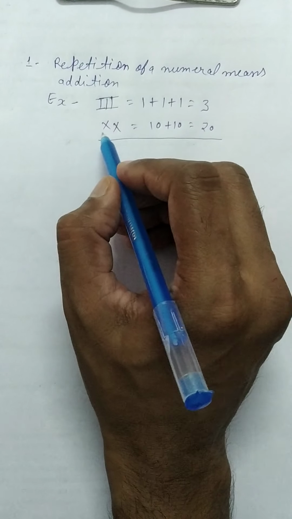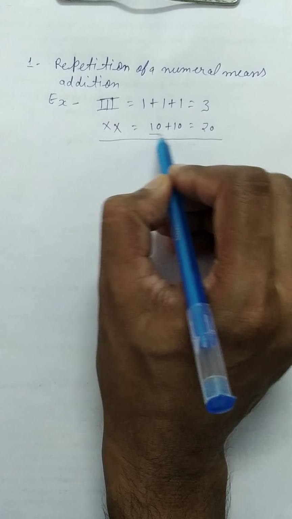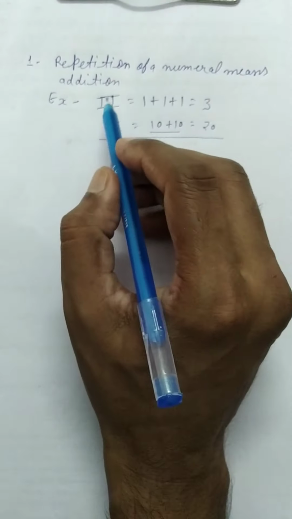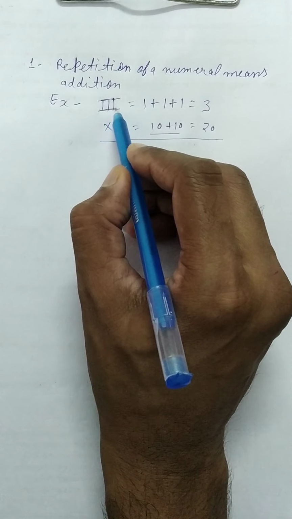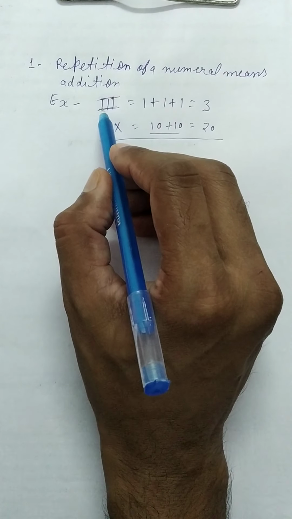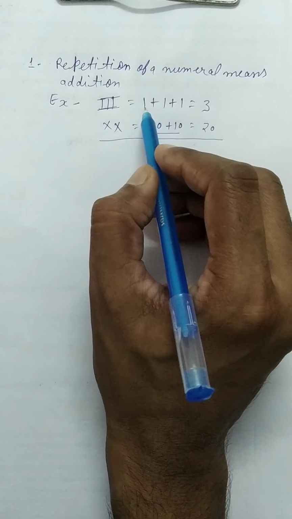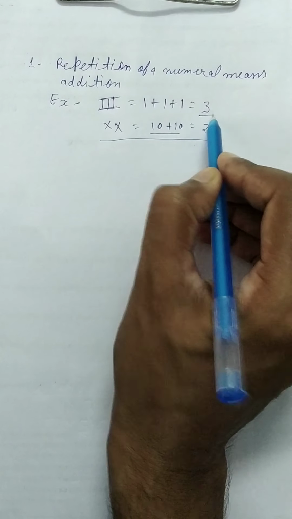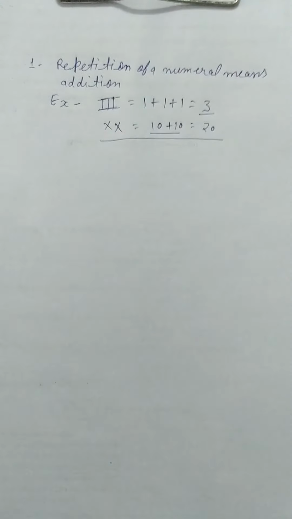Here the X is repeated 2 times and here we add 10 plus 10 is equal to 20. And here 1, in Hindu Arabic number this is called 1. So this is repeated 3 times. 1 plus 1 plus 1, this will be 3. This is the repetition rule. The repetition of numbers means addition.